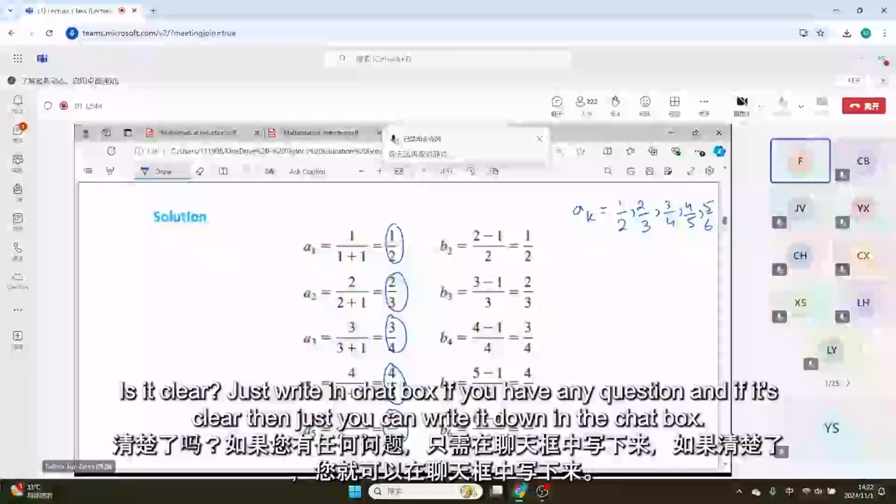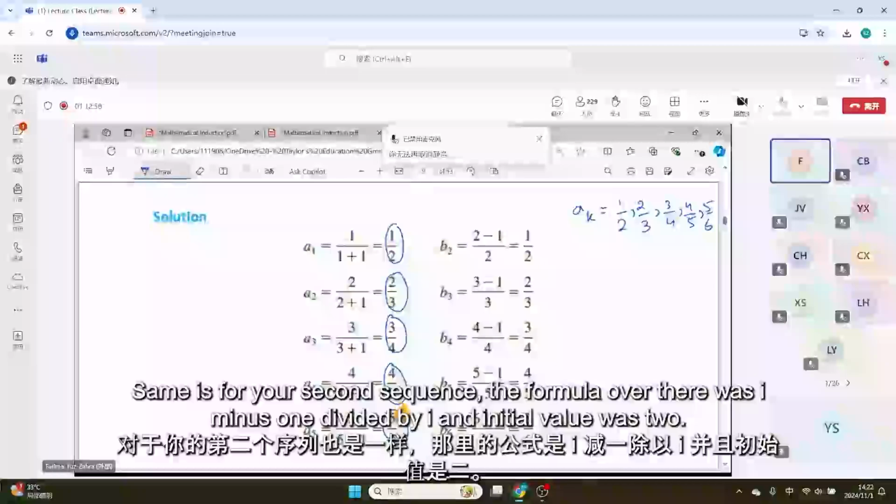Is it clear? Just write in chat box if you have any question. And if it's clear, then you can write it down in the chat box. Okay.